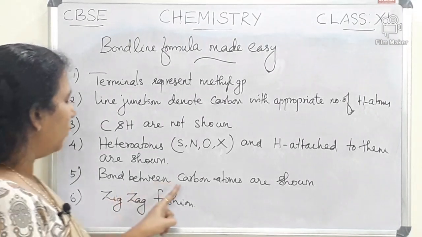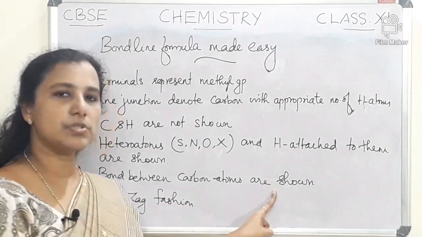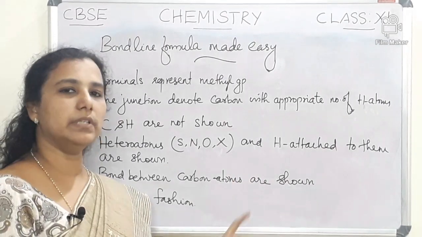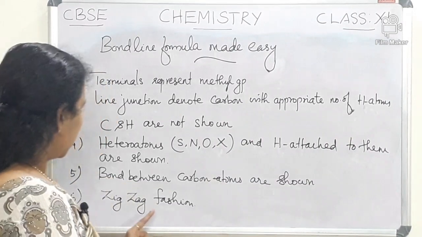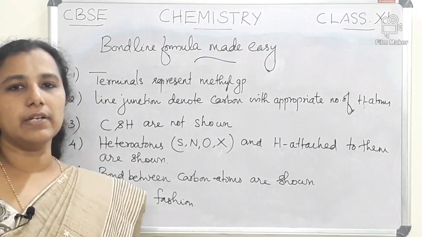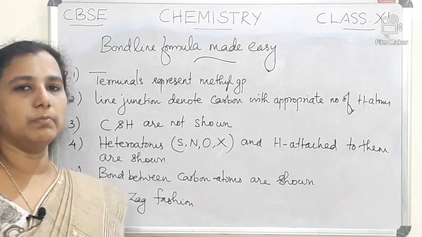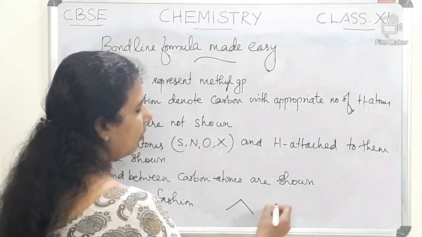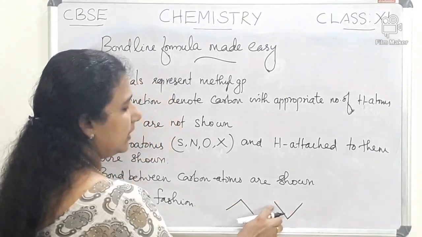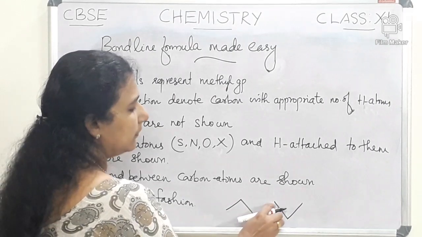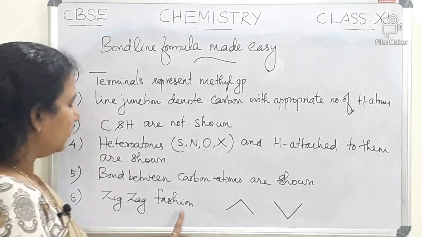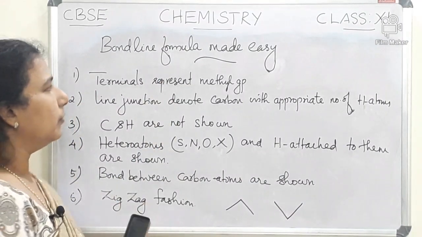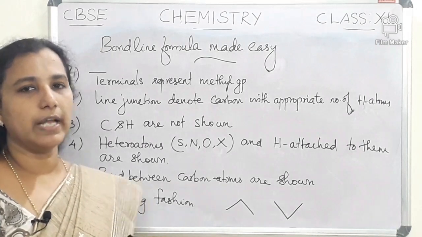Then the fifth point is that bonds between carbon atoms are shown. So if it is a double bond, we will show that double bond. If it is a triple bond, that bond also we will draw. It is drawn in a zigzag fashion. We can start like this, or we can start like this also. So we can start from here, or from here. Anyway, we have to follow a zigzag fashion. So these are the 6 points to be noted before drawing the Bondline formula.